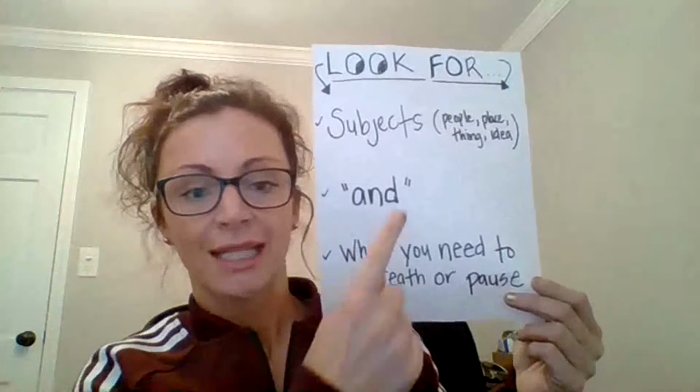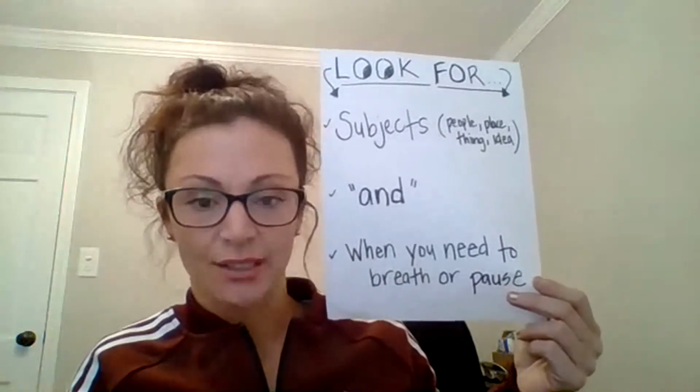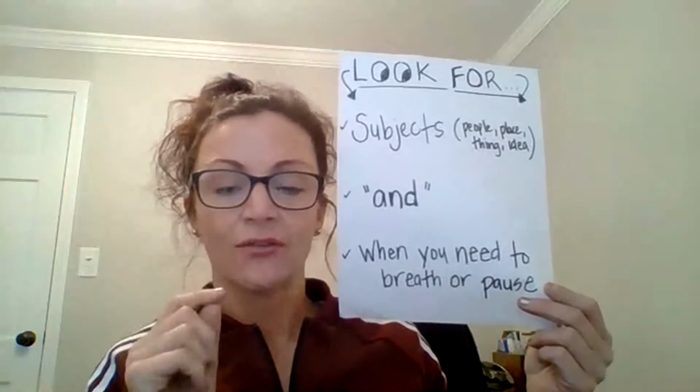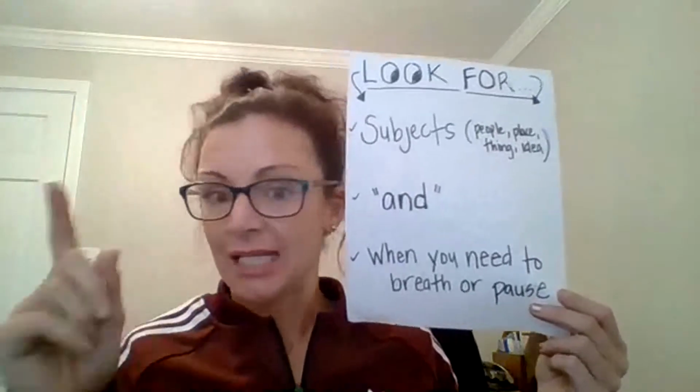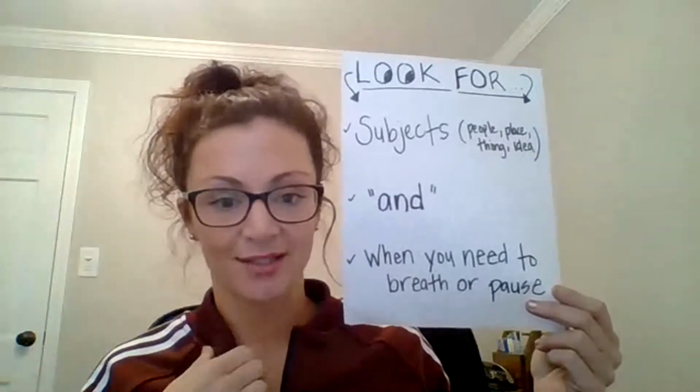Look for the word and. And the word and is a conjunction. It brings two sentences together. So if you have an and an and an and, and no commas, you probably have a run-on sentence.